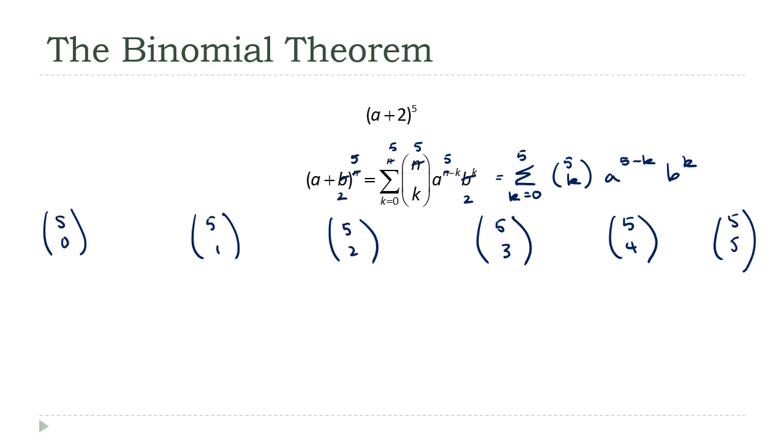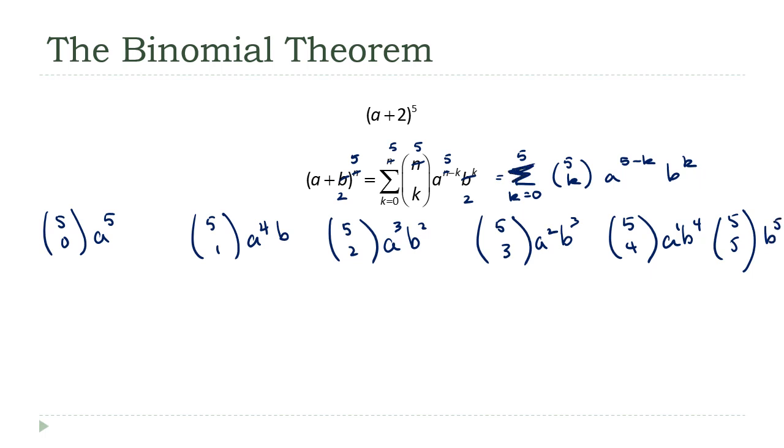Now, what are the a terms? Well, when k is 0, this is a to the 5 minus 0, that's a to the 5th. When k is 1, it's a to the 4th. And they just keep walking down: a cubed, a squared, a to the 1st. Finally, when k is 5, that's a to the 0, which is just 1, so there is no a on the last one. Now, what do the b's do? Well, they do the same thing in reverse. They start at b to the 0, so there's no b term here. Then it's b to the 1st, b squared, b cubed, b to the 4th, and finally b to the 5th.